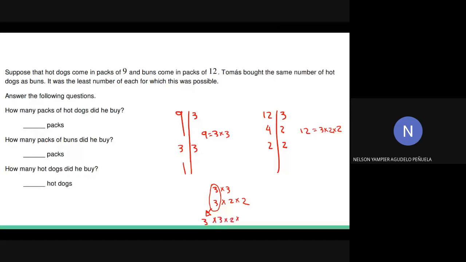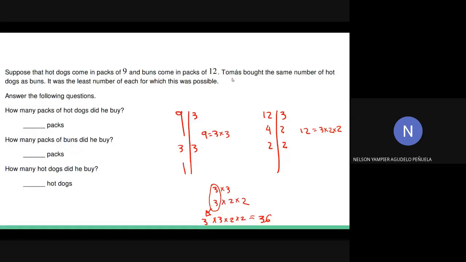3 times 3 is 9. 9 times 2 is 18. And 18 times 2 is 36. This is a much cleaner way to do it and much faster because you go straight to the result. You don't have to start trying with all of the multiples of 9, with all of the multiples of 12, because you don't know when you're going to find the first one.